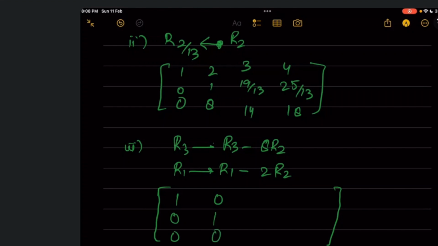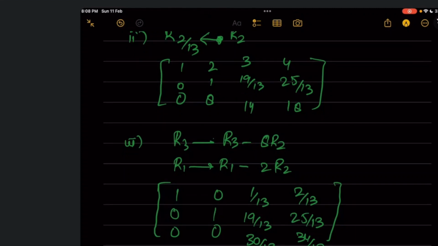Then 3, 19 by 3. No, it's not going to be 3 because we are doing a transformation here in R1. So R1 will change. So it is going to be 1 by 13. Here it will be 19 by 13 and 30 by 13. This will be 2 by 13, 25 by 13 and 34 by 13. And whenever you are performing a row transformation, tell it row wise only.